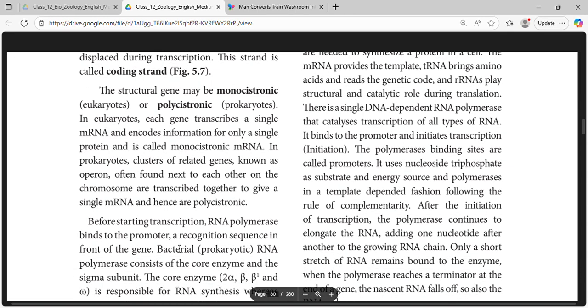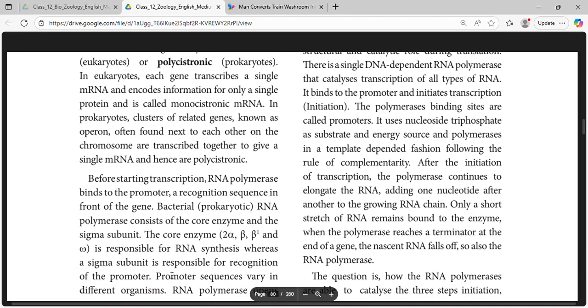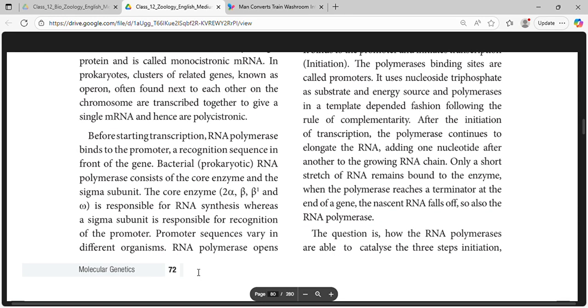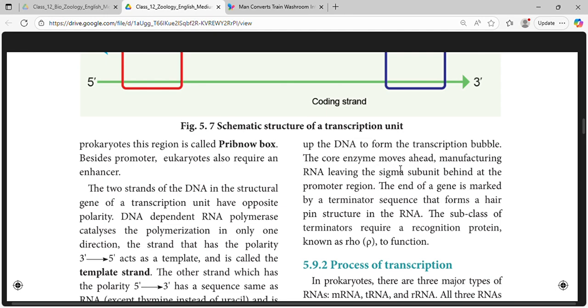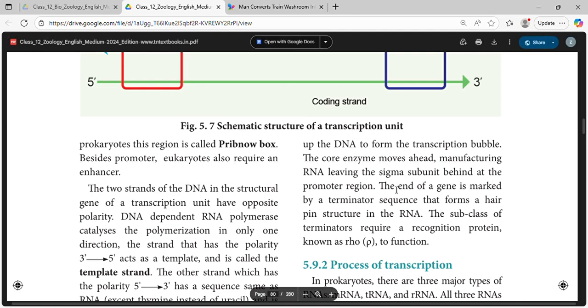Before starting transcription, RNA polymerase binds to the promoter, a recognition sequence in front of the gene. Bacterial prokaryotic RNA polymerase consists of the core enzyme and the sigma subunit. The core enzyme, two alpha, beta, beta prime and omega, is responsible for RNA synthesis, whereas the sigma subunit is responsible for recognition of the promoter. Promoter sequences vary in different organisms. RNA polymerase opens up the DNA to form the transcription bubble. The core enzyme moves ahead, manufacturing RNA, leaving the sigma subunit behind at the promoter region.